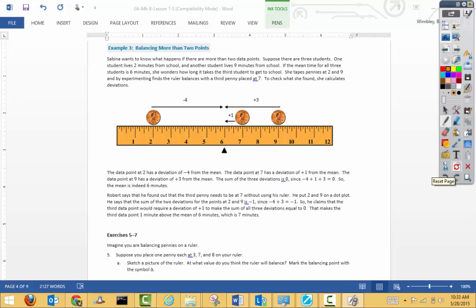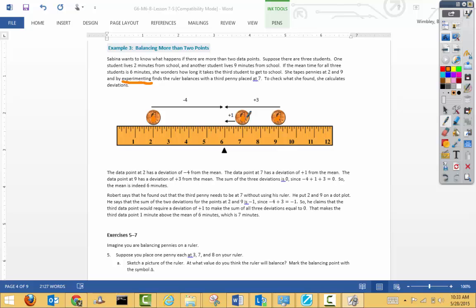Suppose that there are 3 students at school. One lives 2 minutes away, another one lives 9 minutes away from school. The mean time for all 3 of these students is 6. She wonders how long it takes to get the 3rd student to school. She puts pennies at 2 and 9, and by experimenting, not mathematically, she figured out that she needs to place it at 7. And then it's going to balance.